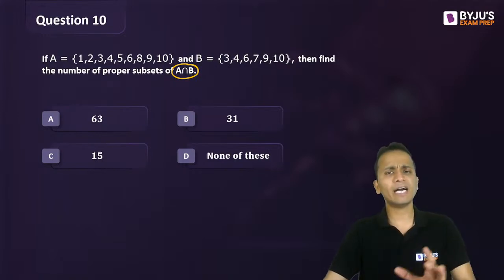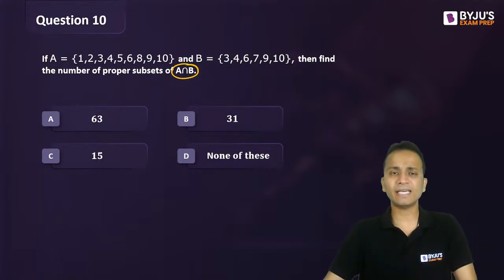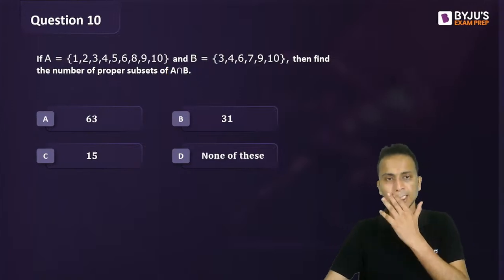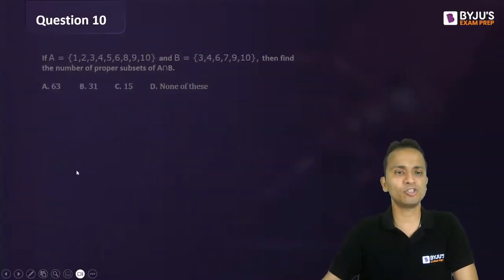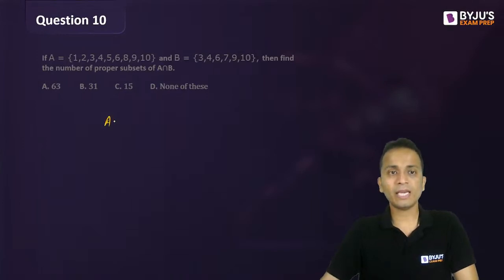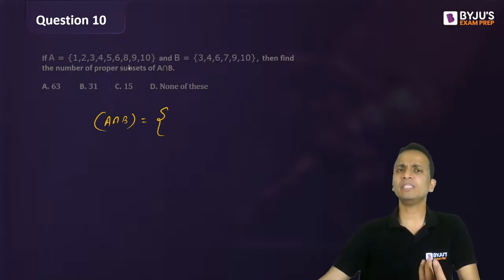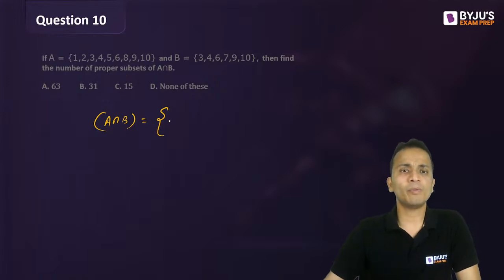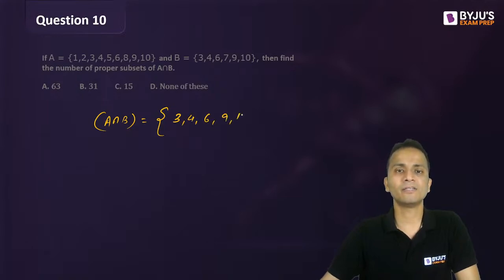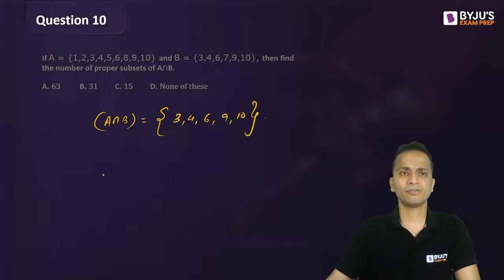I have set A, I have set B. You can make set of A intersection B. ठीक है? So पहले A intersection B draw कर लेते हैं, right? So A intersection B, yes, again you are right. Intersection means the common elements. So common elements are 3, 4, 6, 9, and 10. So these are the 5 elements, right?